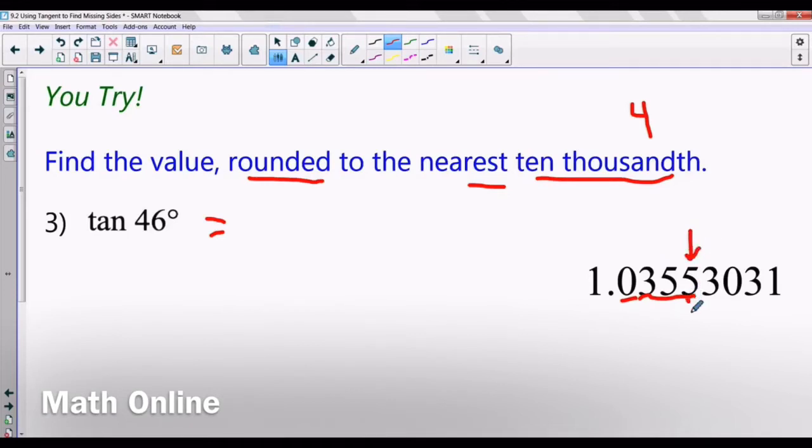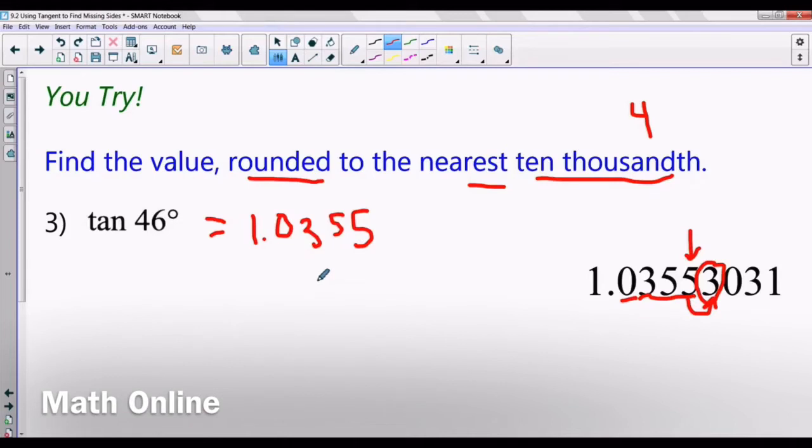So we're going to look at the next value. And we say, is this number 5 or bigger? And you guys would say, no. Therefore, our 5 here will remain the same. So we will write our answer as 1.035. And that's it. That's our answer.